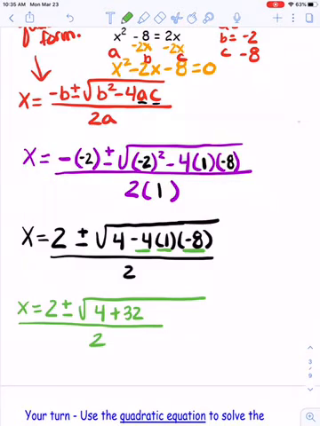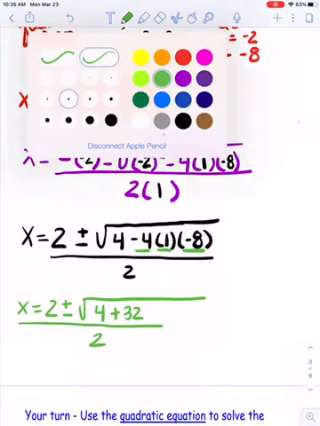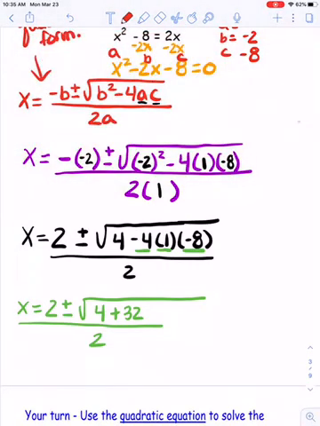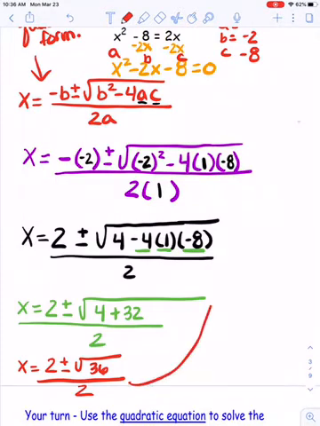All right, so I gotta keep going. I still have simplifying to do under my radical. So it looks like here I get x is equal to 2 plus or minus the square root of 4 plus 32, well that's 36, all divided by 2. All right, we cannot divide by 2 until we have our numerator simplified. So we gotta keep going here.